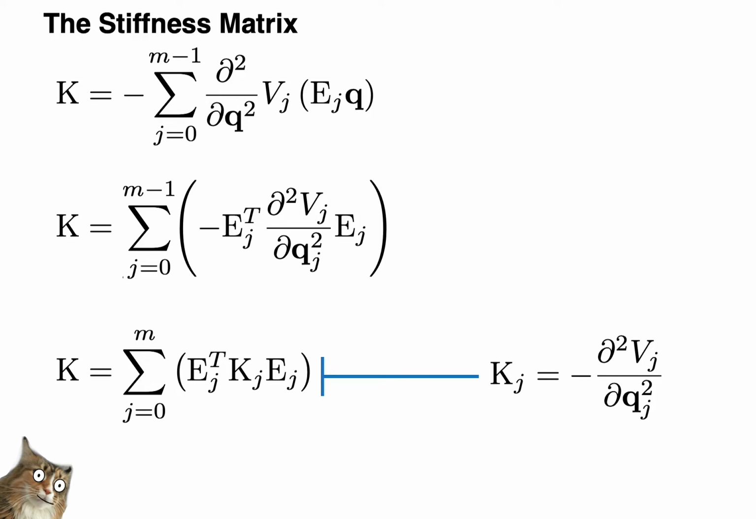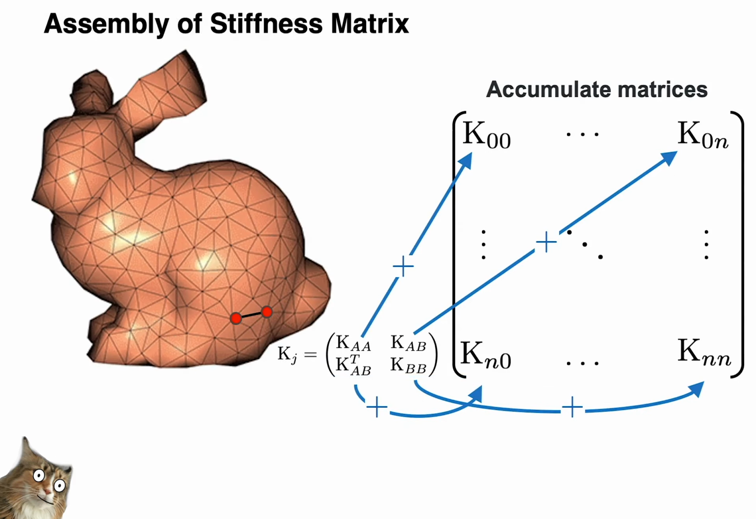Let's take a look at an example to make this a bit more clear. Just like with our generalized forces, assembly of the stiffness matrix occurs by visiting one spring at a time. The per spring stiffness matrix, K sub j, is a 6x6 matrix made of 4 3x3 blocks. Each block describes a relationship between two of the endpoints of the spring. Our selection matrix sandwich takes each block and places it in the global stiffness matrix at the row and column indices associated with the spring endpoints A and B.